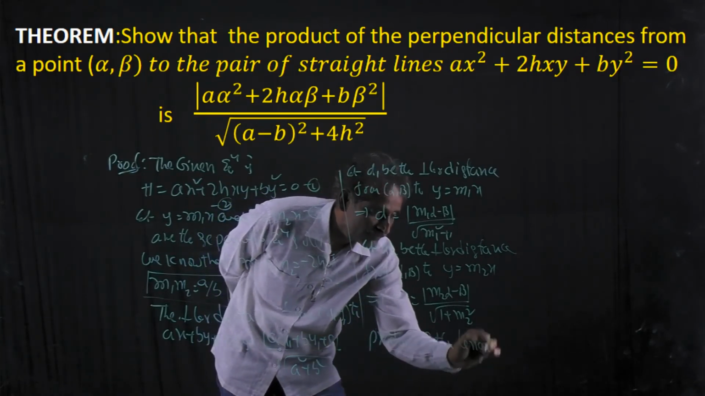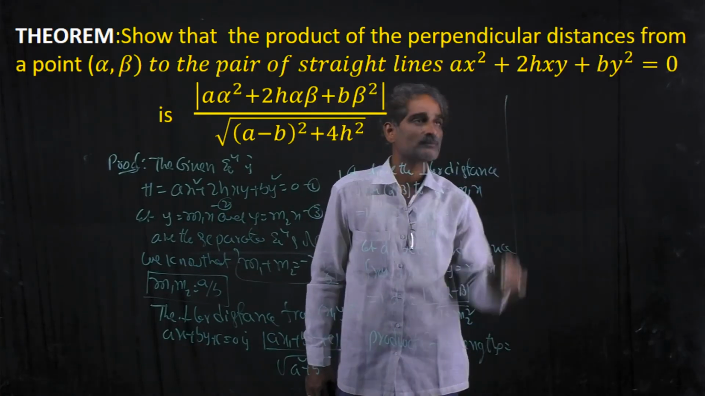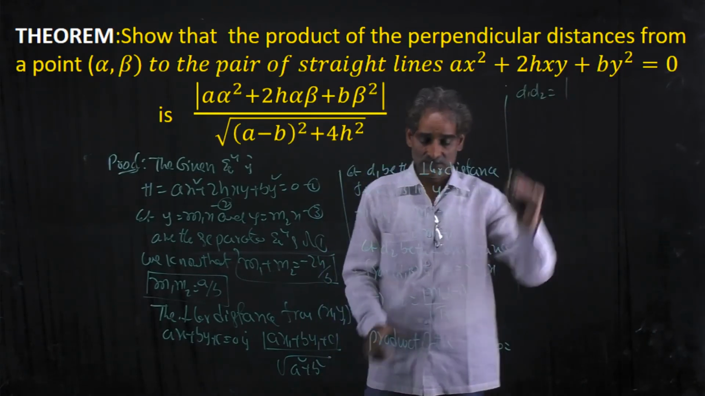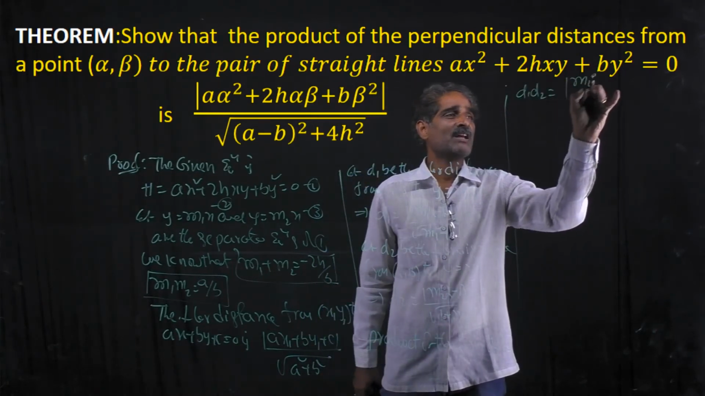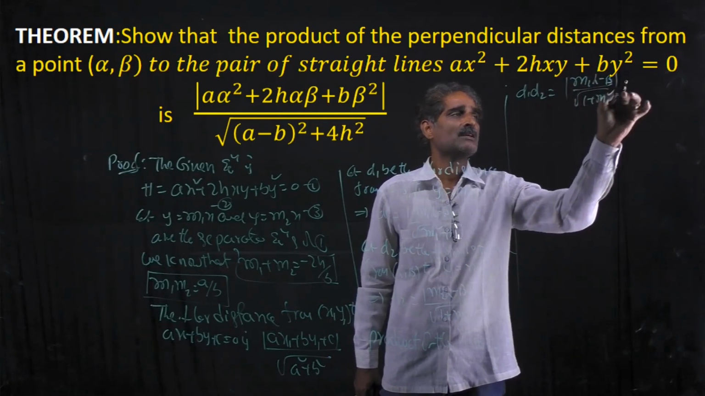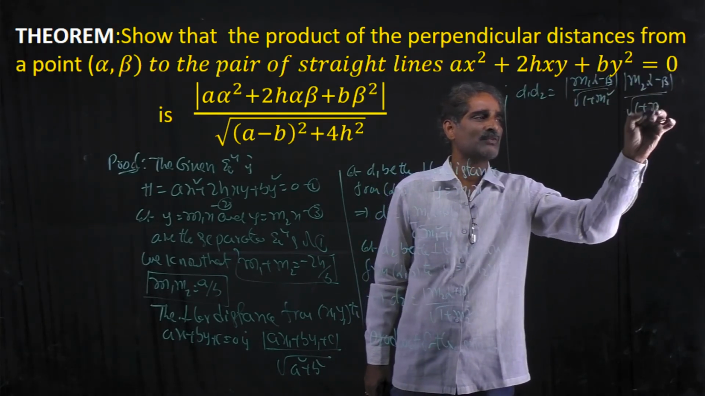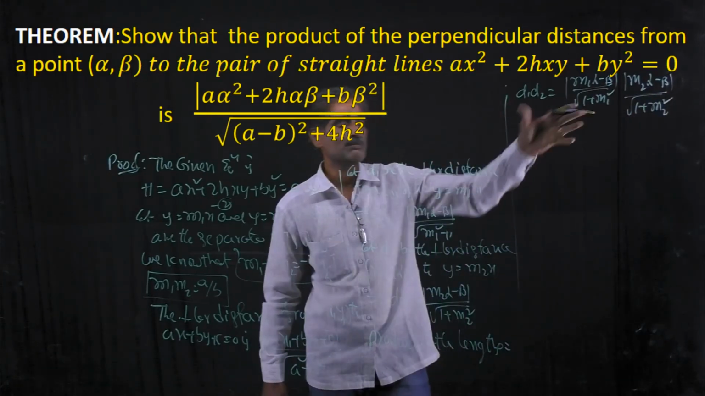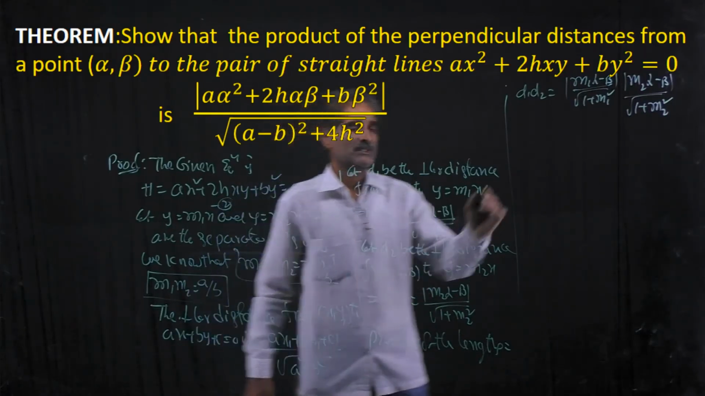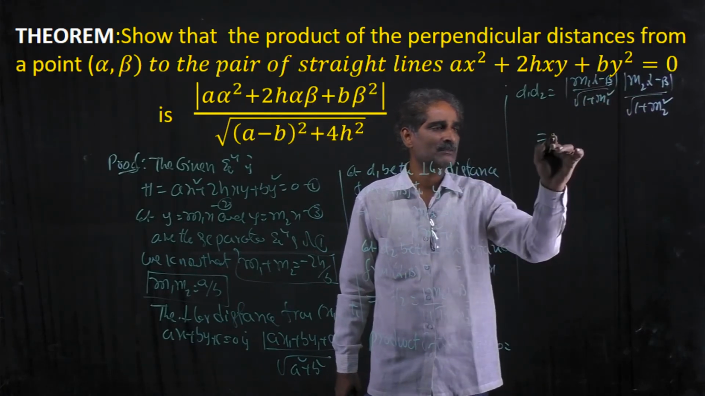The product of the lengths d1 d2 is equal to |m1α − β| / √(1 + m1²) times |m2α − β| / √(1 + m2²). Just simplify and replace m1 + m2 and m1 m2 by a, b and h. Then we will get the answer. So see here, just to find the multiplication.